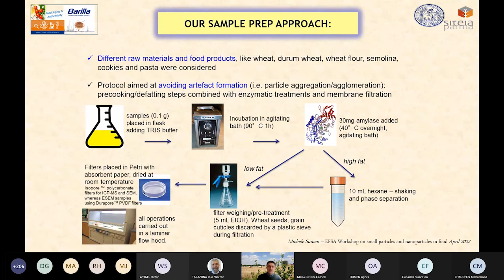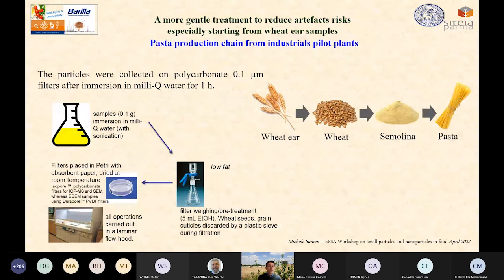If we consider specifically the aspect of the durum wheat pasta production chain, in this case, the protocol, also in the direction of avoiding potential artifacts, was set at the end in terms of sonication, immersion in milky water, and then direct filtering of the correspondent suspension into dedicated filters that can be identified here if you would like more details about their characteristics.